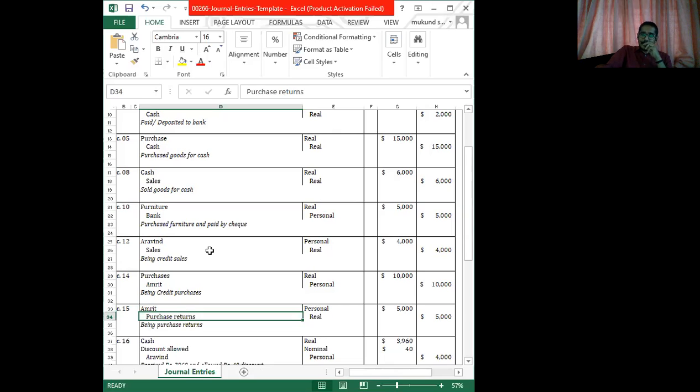And purchase return means what we have purchased, we are returning that. So golden rule, what goes out, that's why we are crediting purchase returns. Okay, now come to December 16th.